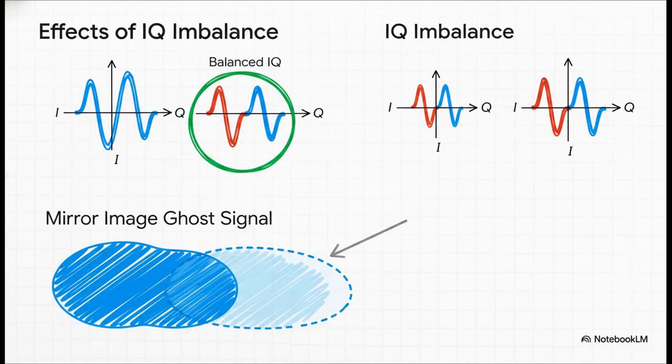So what's the big deal if these two parts are a little out of sync? Well, first, it warps the shape of the signal itself. But the real problem is that this imbalance actually creates an unwanted mirror image of the signal, like a ghost signal that shows up where it shouldn't be, and it directly interferes with the real data we're trying to get.